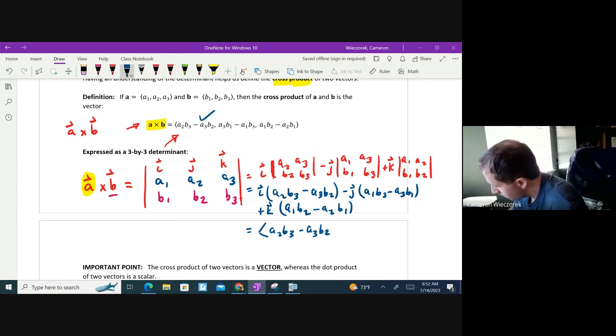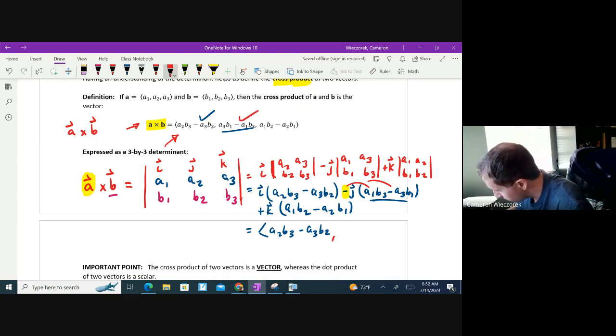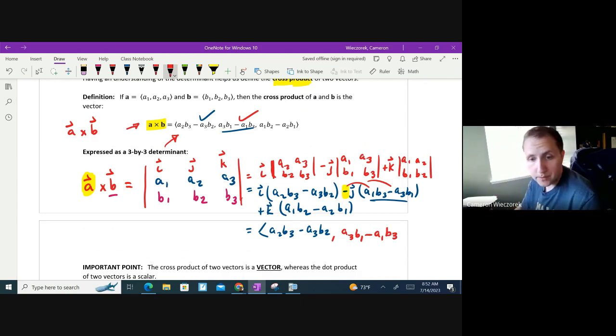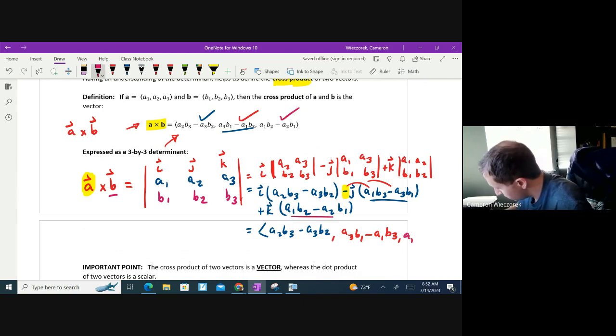The second one, now notice we have A1B3 minus A3B1, which is completely reversed from what we have up here. But notice, what do we have in front? We have a minus sign in front of the j. So once we distribute, we're actually going to end up getting A3B1 minus A1B3. Last one. Let's see where we're at. A1B2 minus A2B1. That's exactly what we have here. So that is the cross product.